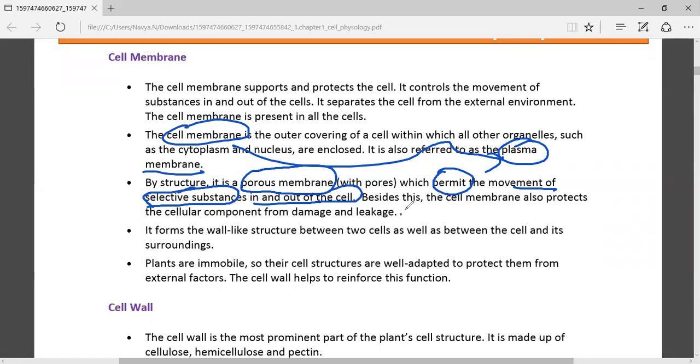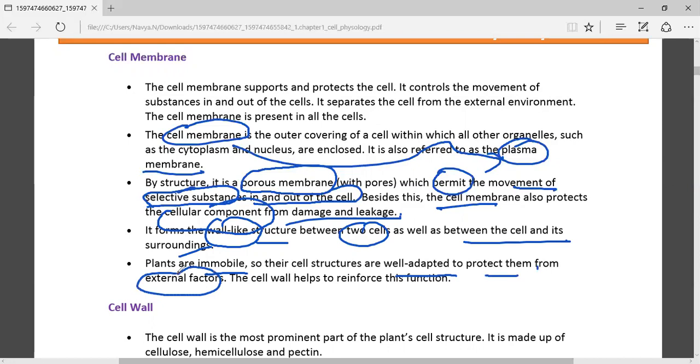Besides this, the cell membrane also protects the cellular components from damage and leakage. In the structure, it forms a wall-like structure between two cells, as well as between the cells and the surroundings. Plants are immobile, so their cell structures are well adapted to protect them from external factors, and this helps to reinforce this function. Now the cell membrane has been completed.